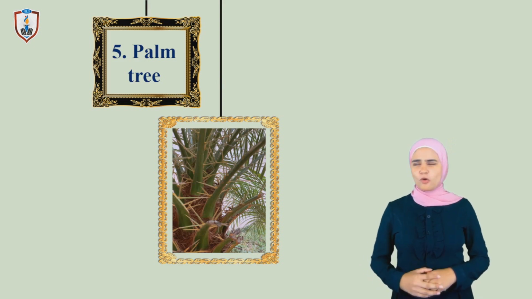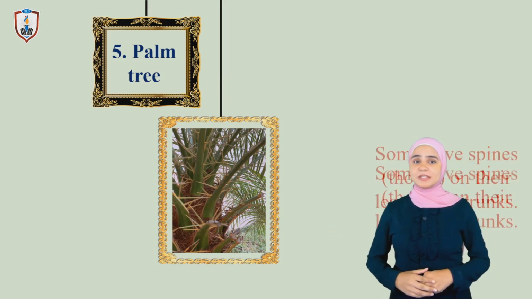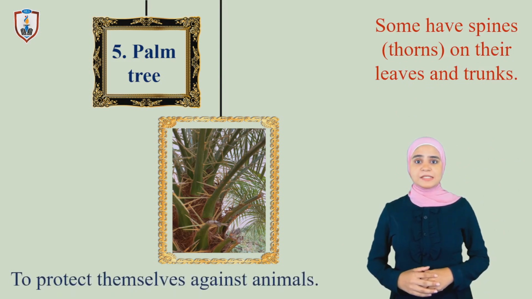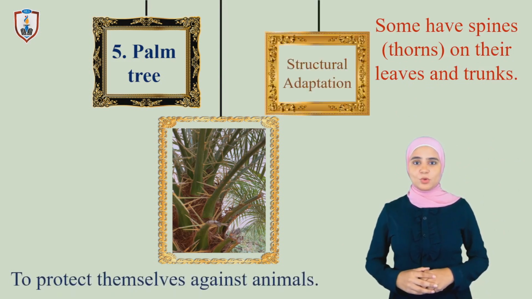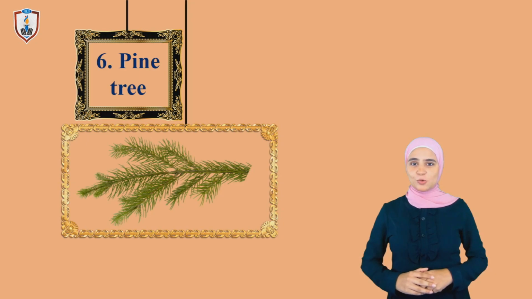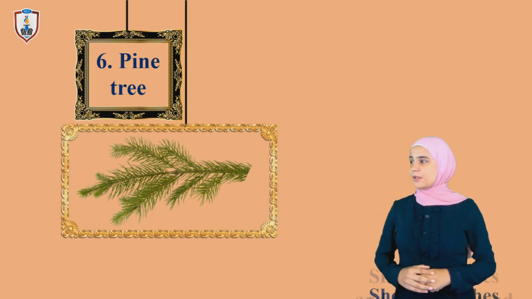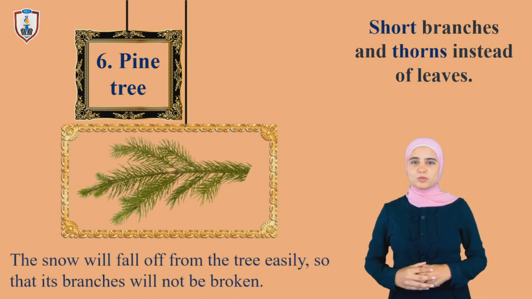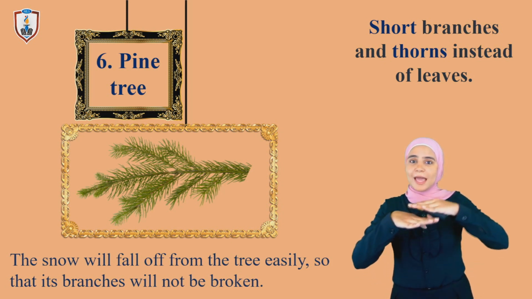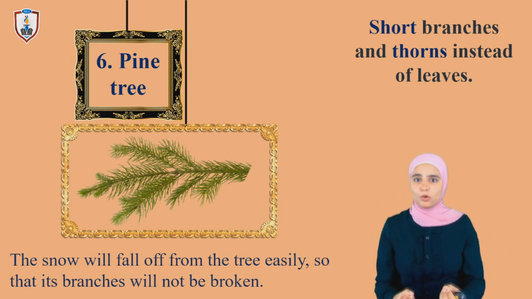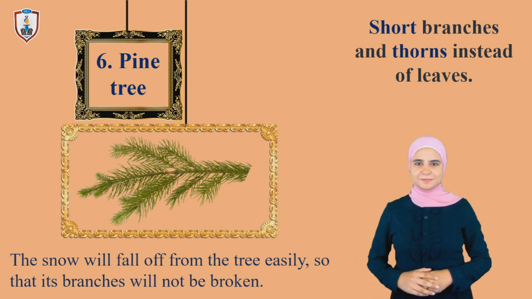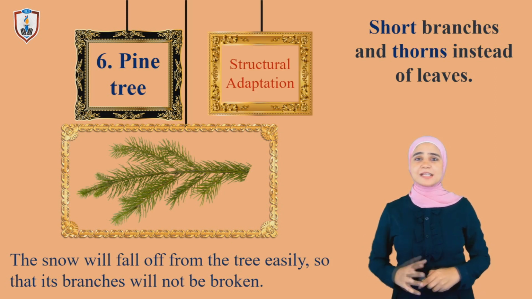What else? The palm tree. Of course, all of you know the palm tree. When we look at this picture, we can find that it has spines or thorns on its leaves and trunk. This can stop the animals from eating its leaves. It's a structural adaptation. What else? The pine tree. The pine tree has shorter branches and thorns instead of leaves, so that when the snow falls, it will not accumulate on the branch. The snow will fall off the tree easily so that the branch will not be cut. Also, it's a structural adaptation.